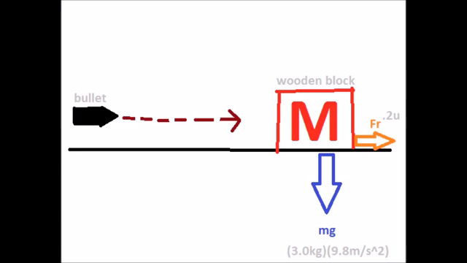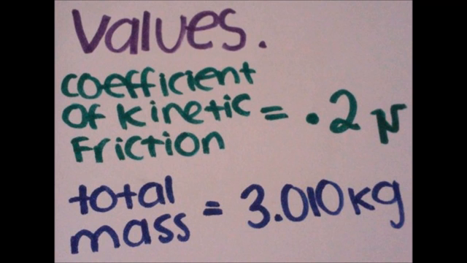For my last question, I'm going to suppose that the table where the wooden block is placed has a coefficient of kinetic friction of 0.2 mu. For this question, I'm required to find the acceleration of the wooden block after the impact. The values I have are the coefficient of kinetic friction equal to 0.2 mu, and the total mass of the bullet and the wooden block, which will be 3.010 kilograms.